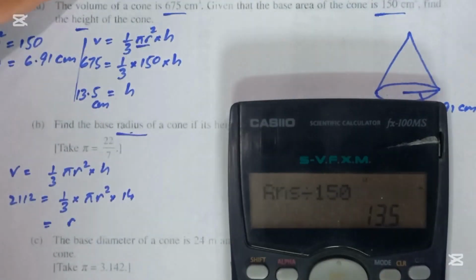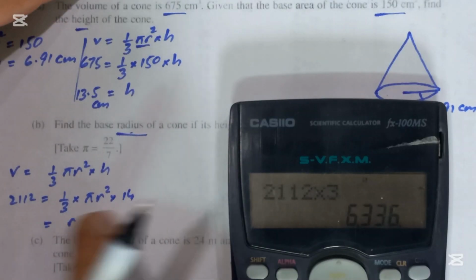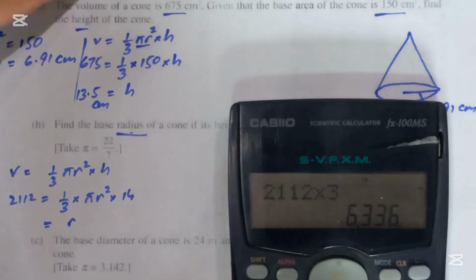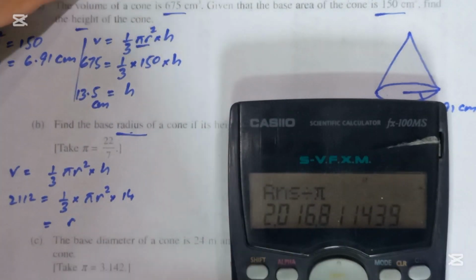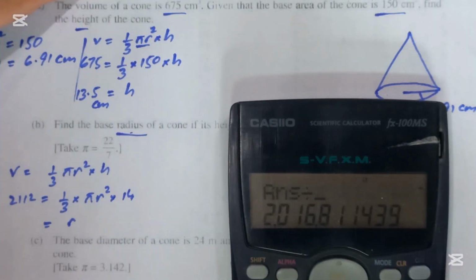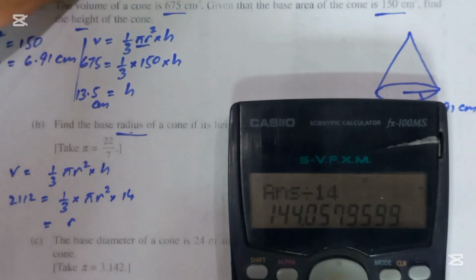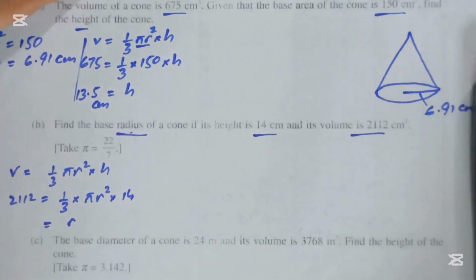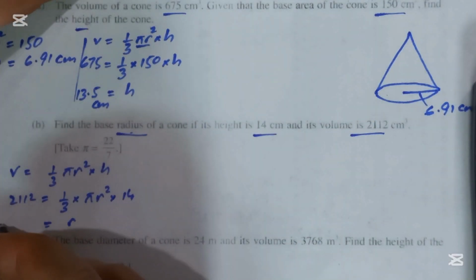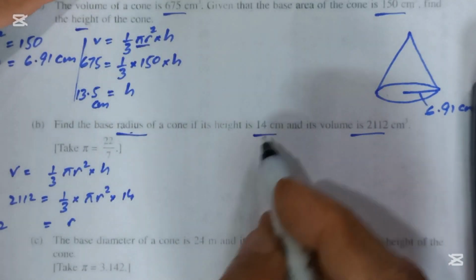At this point, use the calculator and we will find the radius. So 2112, multiplied by 3, and divided by pi and divided by 14. So this is the answer for r square. We will take the square root of this value. That is 12. So r is 12. And the unit will be centimeter.